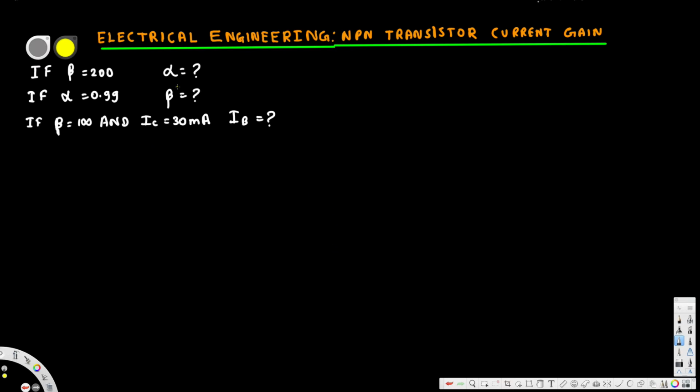Find out alpha, beta, and also base current. Okay, first we have to find out alpha, and they have given the beta. Beta is provided. To find out the alpha, this is the equation we have to use. Alpha is equal to beta divided by beta plus 1, and we know that beta is equal to 200. So 200 divided by 201, that is equivalent to 0.995. Okay, this is alpha.